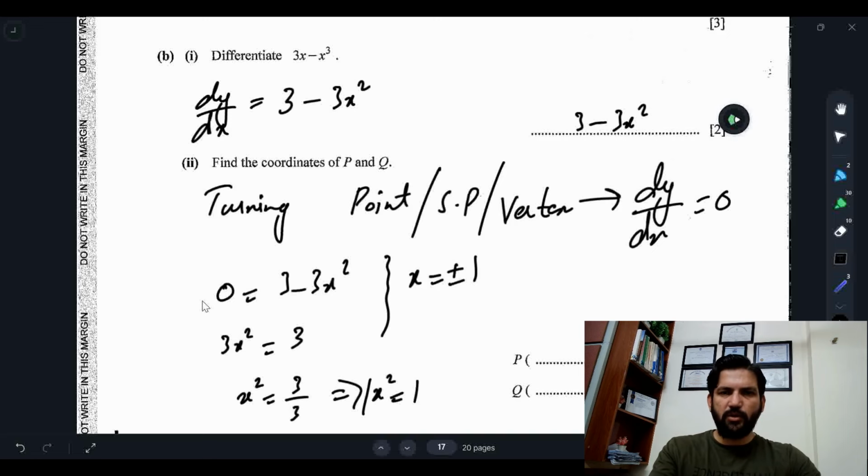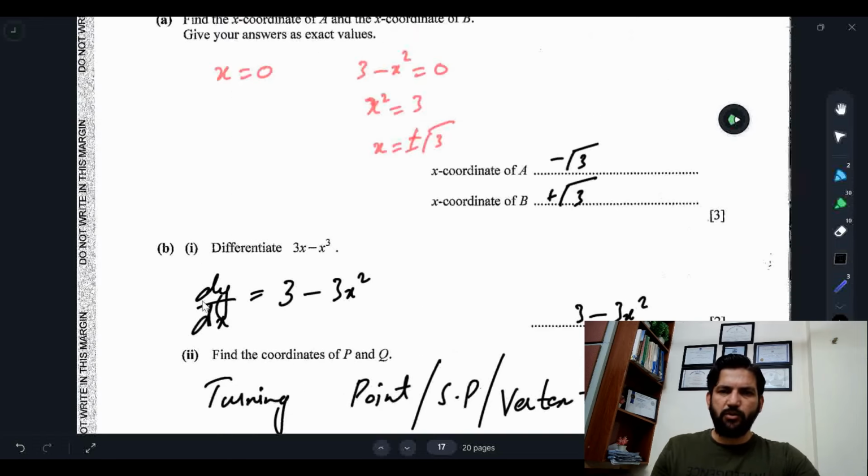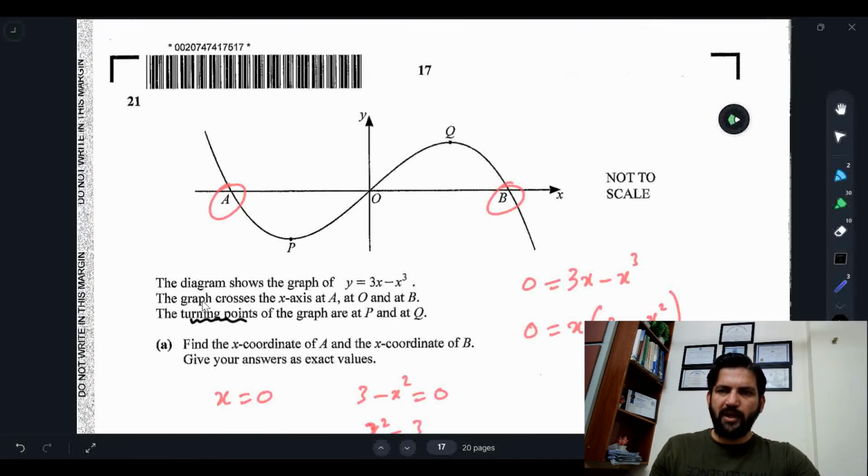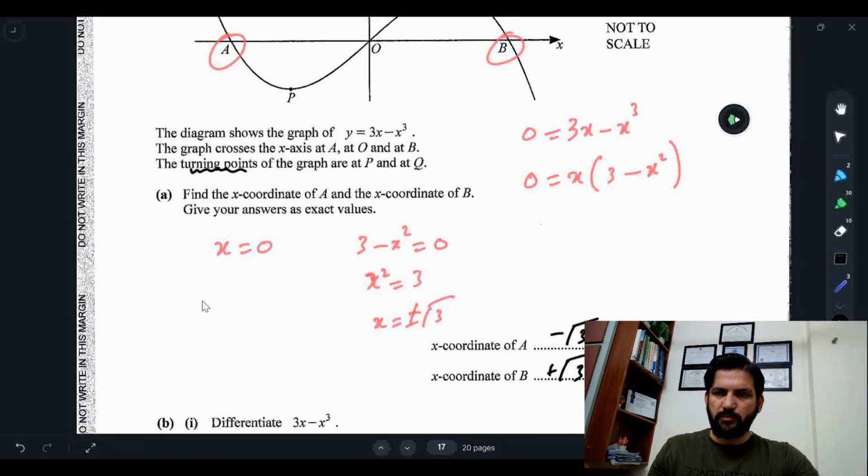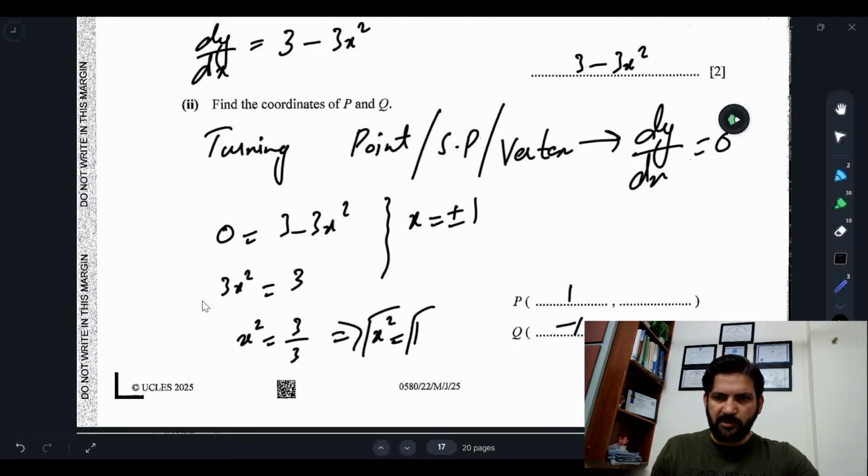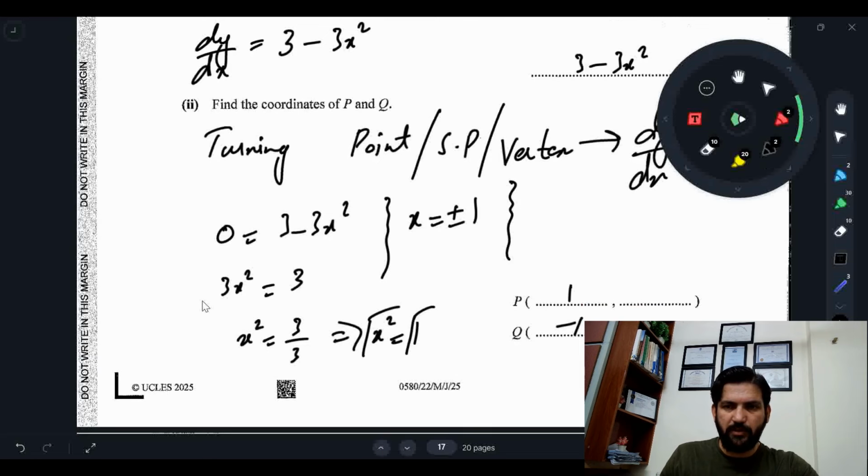Now let's find out the y coordinate. For the y coordinate, keep this thing in your mind: you have to use the original equation. The original equation is y is equal to 3x minus x cube. Just put x equals 1 over here, and y will be 2.